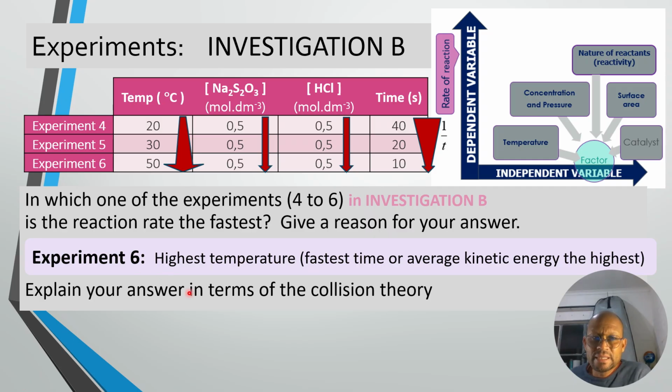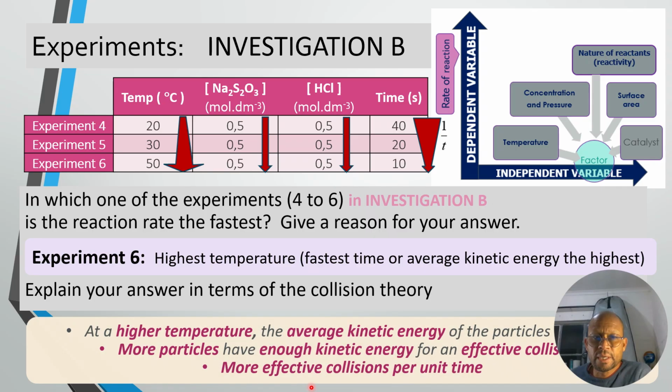It has the highest temperature, it has the fastest time, or the average kinetic energy was the highest for this particular table. I would say that if they say give a reason by referring to the table, then you're going to say the fastest time, experiment 6 at the fastest time. So you're going to use a value, or what you've seen here in the table, to answer your question. Now, the next question is explain your answer in terms of the collision theory.